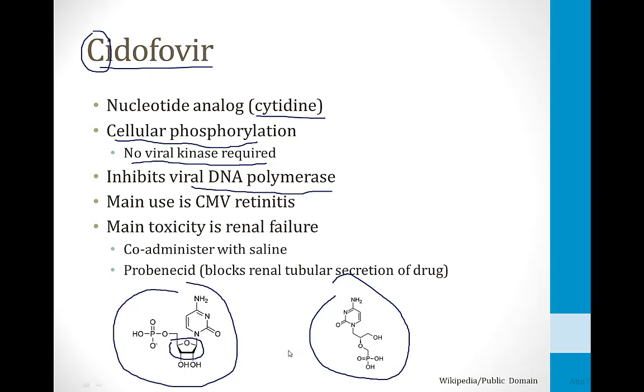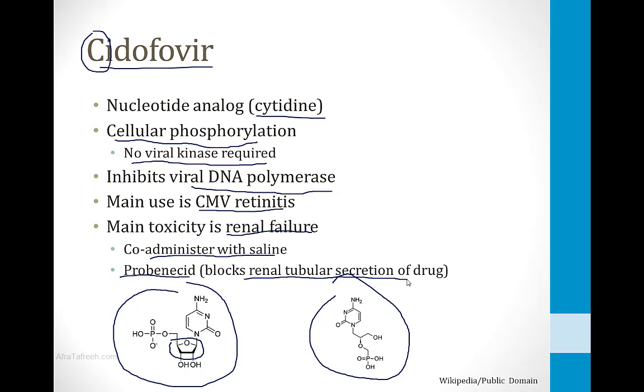The main use of cidofovir is in CMV retinitis, which is a very serious eye infection, and the main toxicity is renal failure. There is an anion transporter in the proximal tubule that binds this drug and results in high concentrations of it in the renal cortex, and that can lead to renal failure. You can reduce the risk of this complication by co-administering the drug with saline to flush the kidneys, and you can also use a gout drug called probenecid, which blocks renal tubular secretion of the drug.